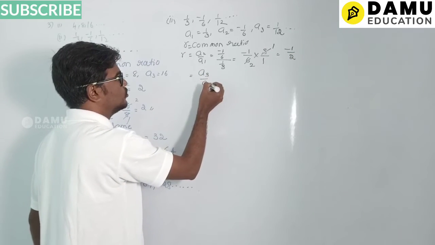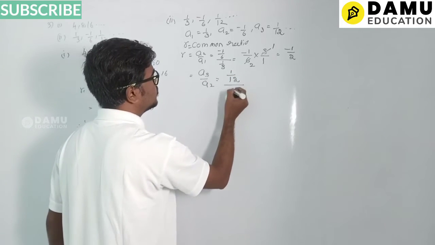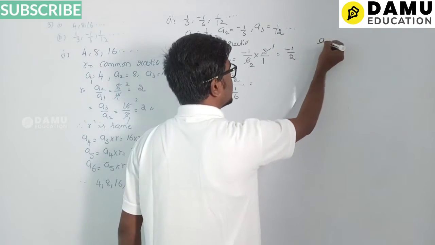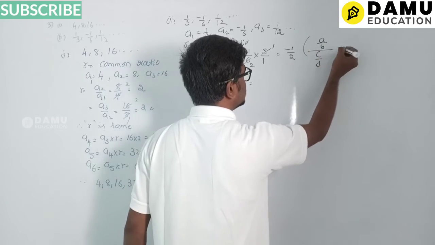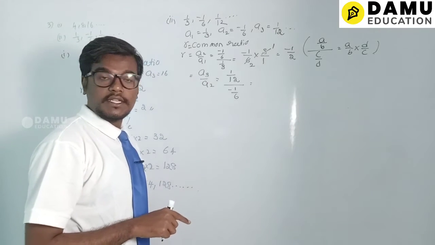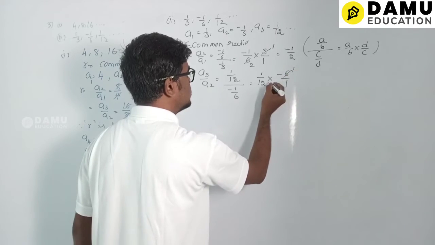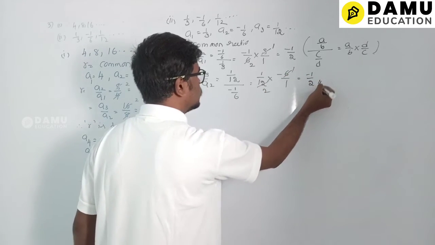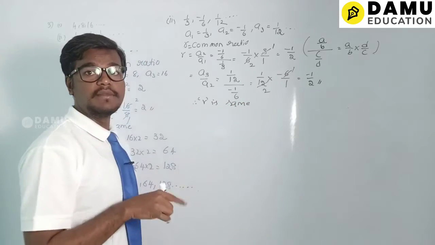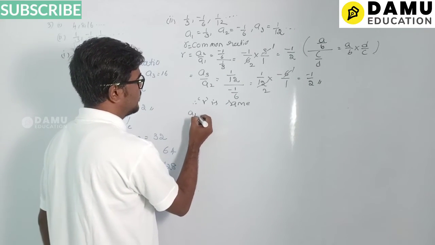Then A3 by A2. A3 is equal to 1 by 12, and A2 is equal to minus 1 by 6. As I told, the formula we use here is A by B whole divided by C by D, that is A by B into D by C. So 1 by 12 into minus 6 by 1. 6 ones are 6, 6 twos are 12, so minus 1 by 2. Therefore R is the same. The common ratio is the same, so the given series is in geometric progression. Don't get confused.